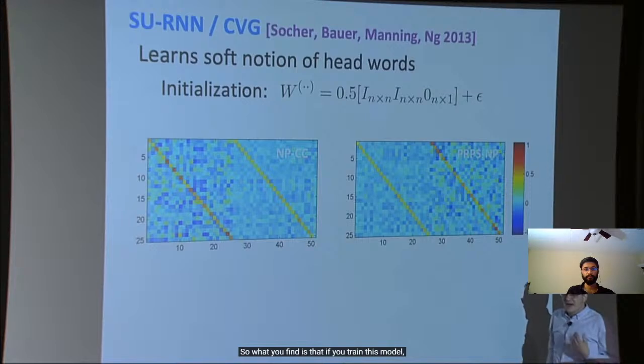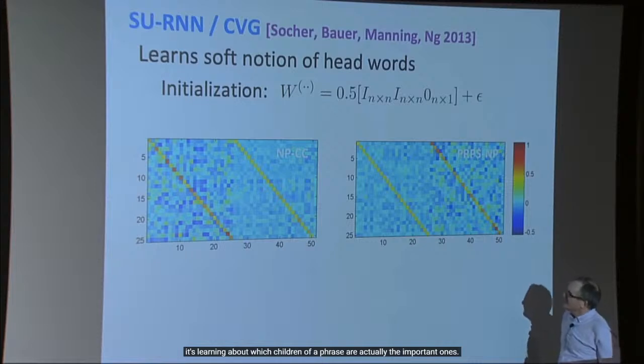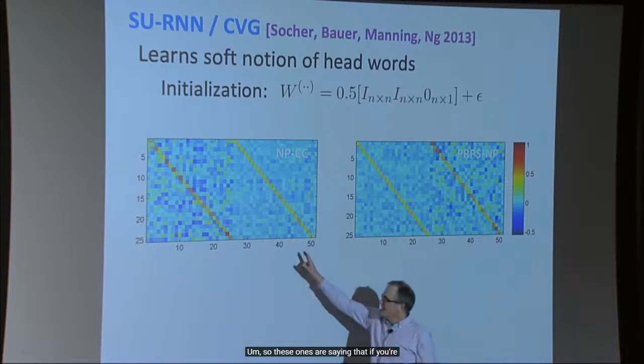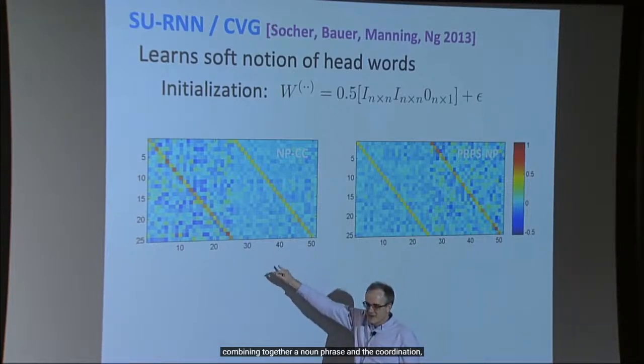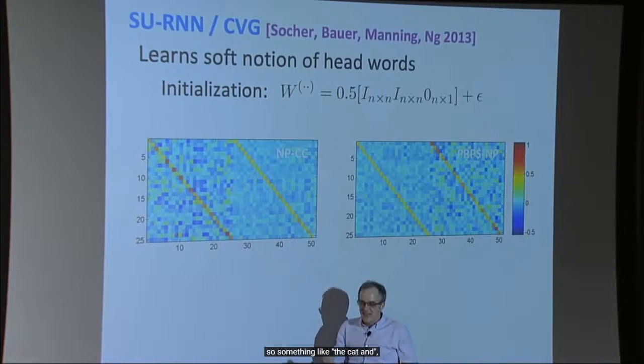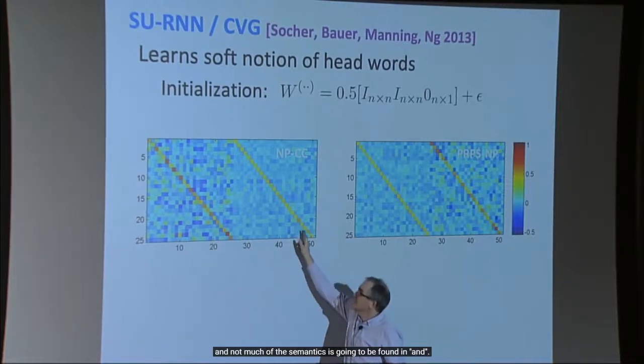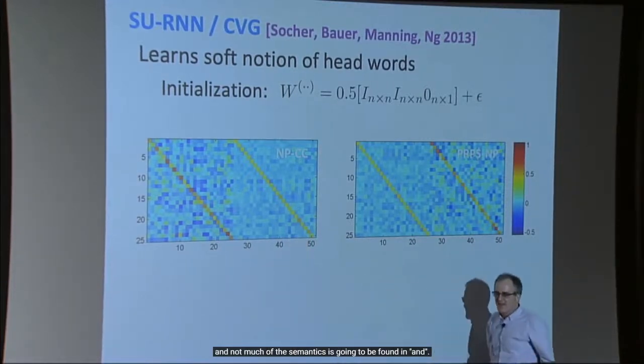So what you find is that if you train this model, it's learning about which children of a phrase are actually the important ones. So these ones are saying that if you're combining together a noun phrase and a coordination, so something like "the cat and", most of the semantics is to be found in "the cat" and not much of the semantics is going to be found in "and".